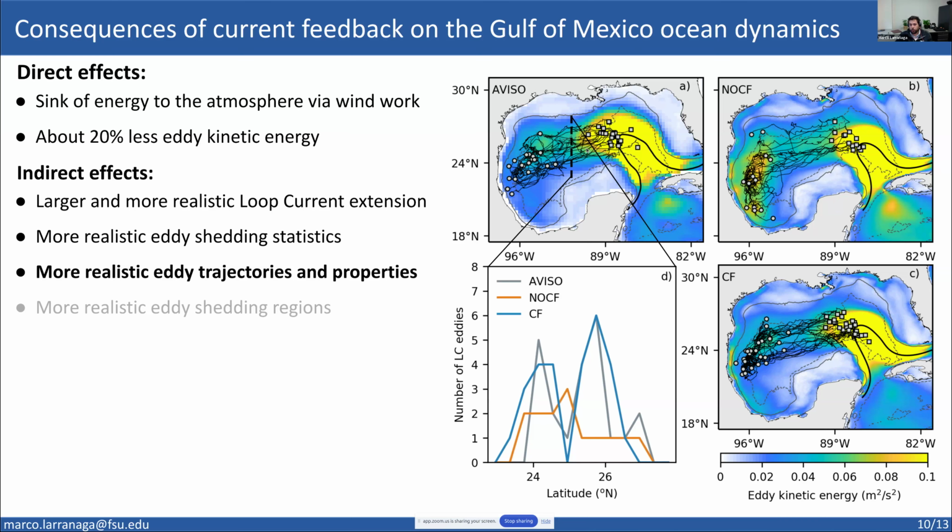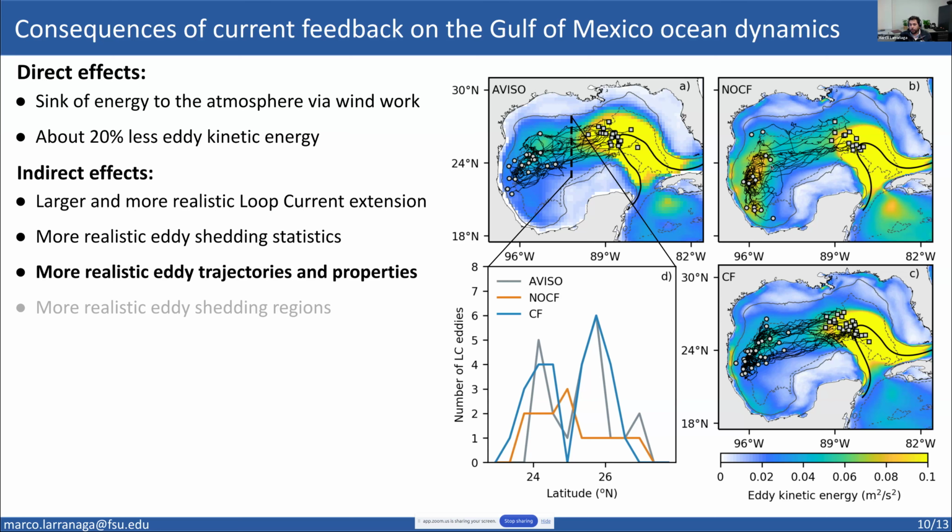To see that better, we use a histogram of the eddies that cross this transect. As we can see, Aviso, that is the gray, and the current feedback, that is the blue, seem to travel along two well-defined highways that are centered at 24 degrees of latitude and 26 degrees of latitude. And the eddies seem to die in the same regions in the current feedback experiment and in the observations. But in the no current feedback experiment, the detachment seems to occur south, and the trajectory seems to be shifted south, as well as the region where the eddies die.